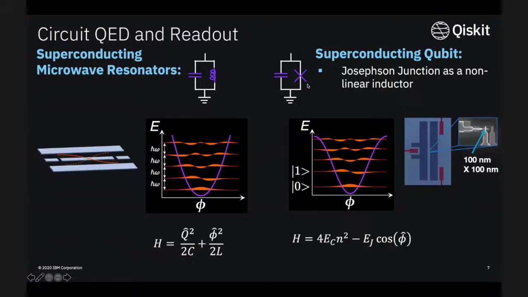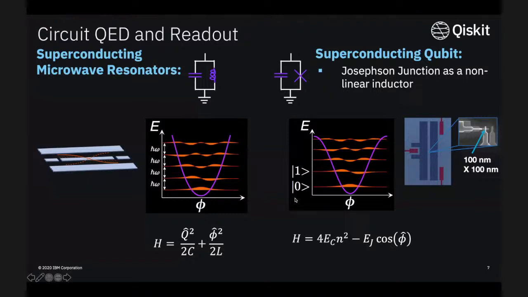Now, when you add in this nonlinear element, what you end up doing is that the energy spacings of higher energy levels begin to become more closely spaced together. So what this allows is that now you can coherently drive on your 0-1 transition separately from your 1-2 and your 2-3. And then all of a sudden you're able to get coherent control between your 0 and your 1 state and actually start to operate this device as a qubit.